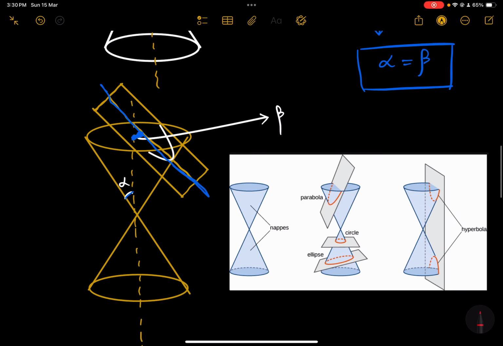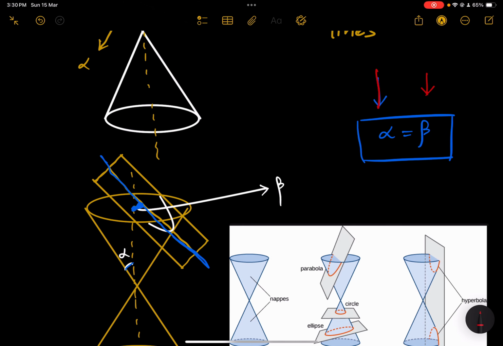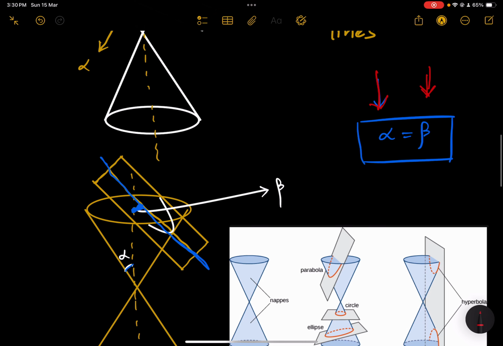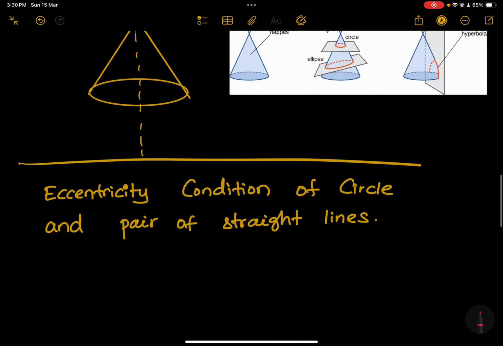All right. So yeah, that is how a parabola is generated. When your alpha is equal to beta, it will be generated. If you want to know the proof of this, I can prove that, but that is beyond the scope of JEE and you don't need that. So just to have a basic idea of how these shapes are generated, keep this in the back of your mind. All right. So now let us proceed.